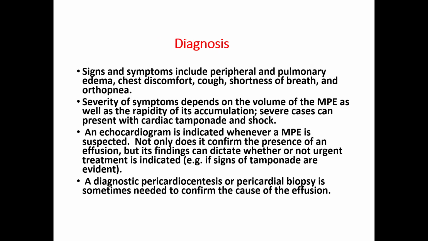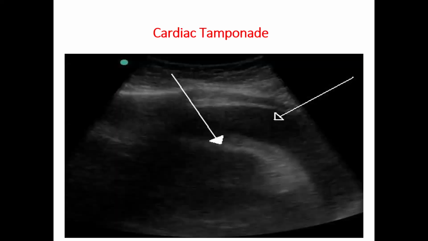The diagnosis is usually made by looking at the symptoms of peripheral and pulmonary edema, chest discomfort, cough, shortness of breath, and orthopnea. We confirm our diagnosis with an echocardiogram. And usually we treat. So this is the echo, and this is the effusion, as you see here.